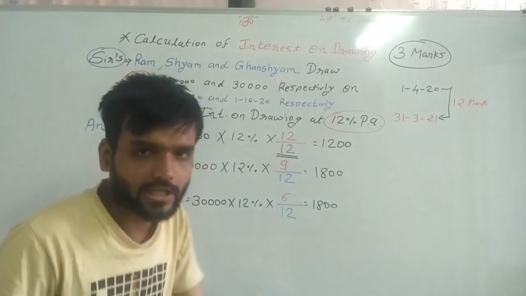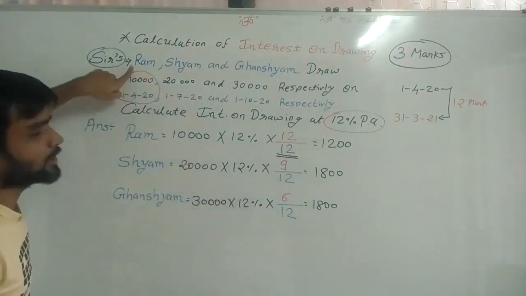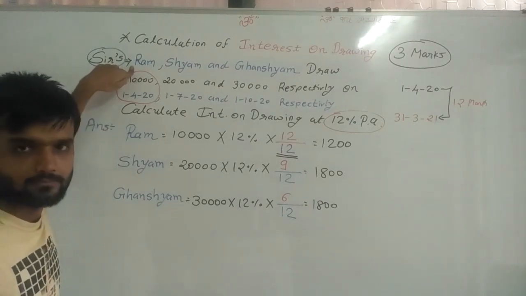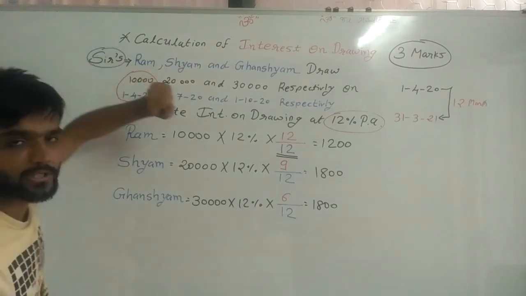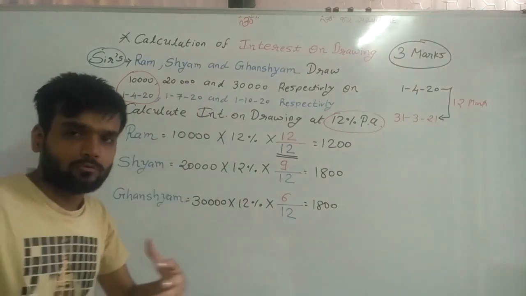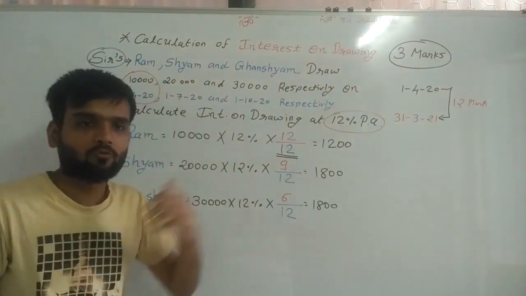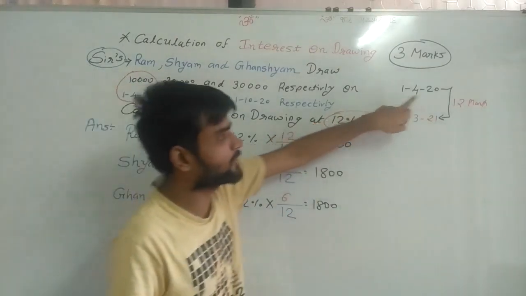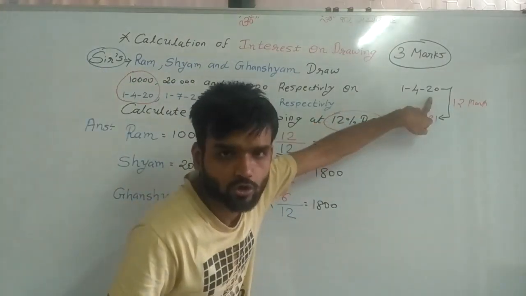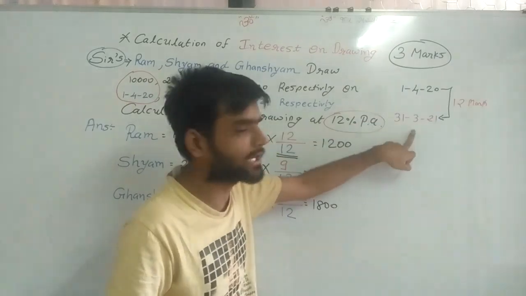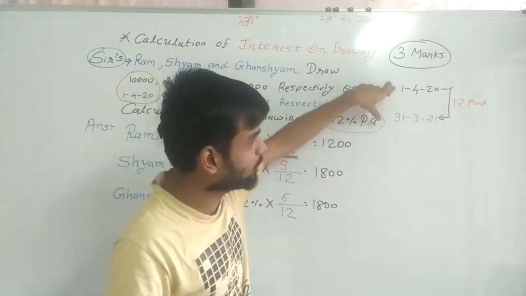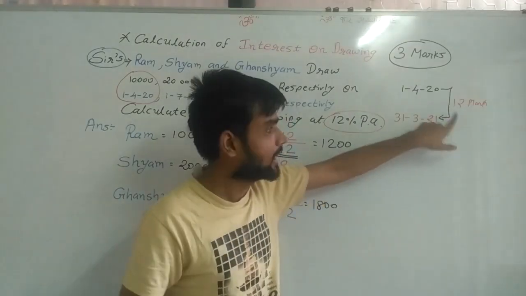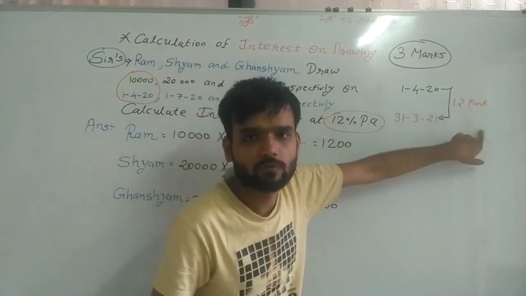Now again I repeat, calculation of drawing for Ram. Now interest on drawing, for that we need to calculate the number of months before how many months the person has withdrawn money. So on 1/4/20 the person has withdrawn money, and up to year end date. So 1/4/20 to 31/3/21, up to that date the number of months is 12.